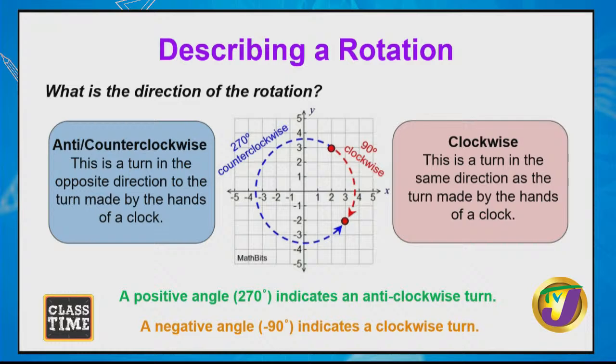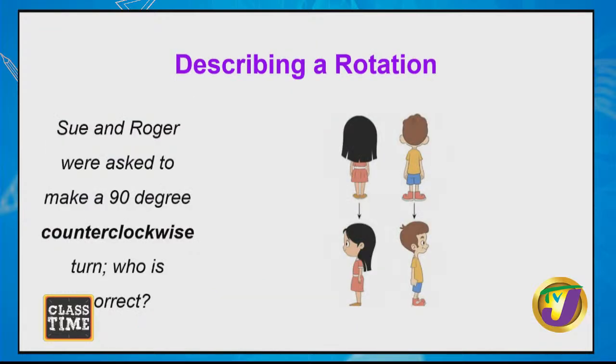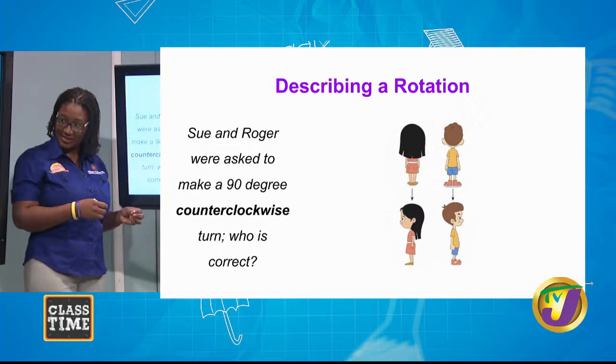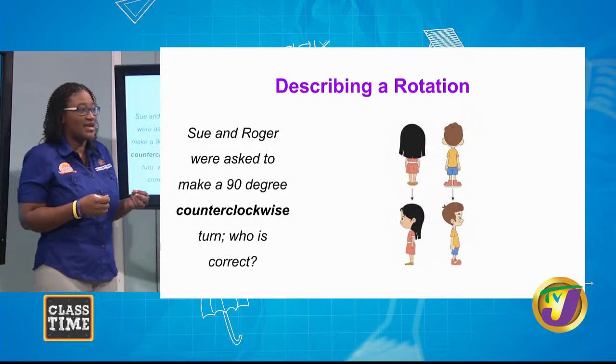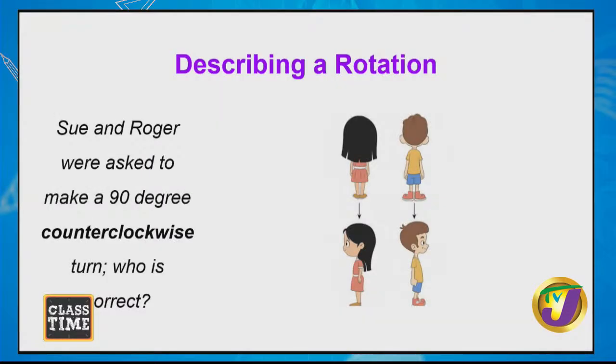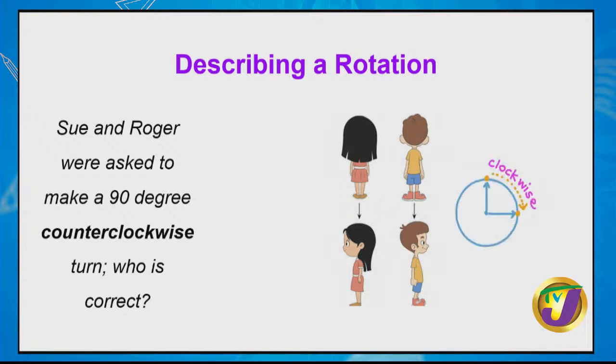So let's look back now at Sue and Roger, who were asked. I noticed the precision has come in, and we're seeing the counterclockwise now dropped in. So now we can make a determination who is correct. So it's asking who is moving in a 90-degree counterclockwise turn. Roger is moving in a clockwise direction, as we would have discussed, and Sue is moving in a counterclockwise direction. Girl power rules. In this case, Sue is correct.